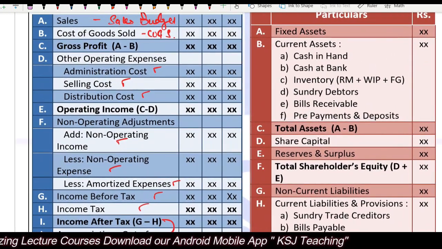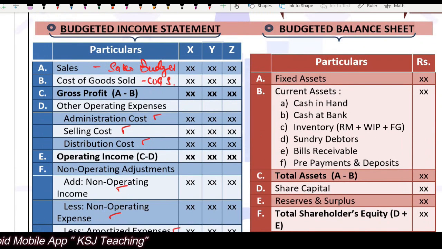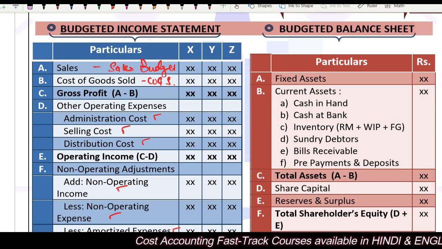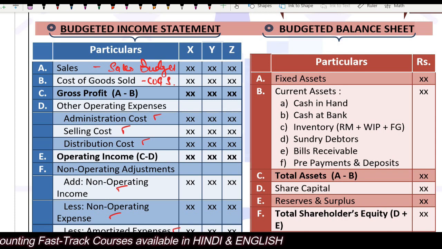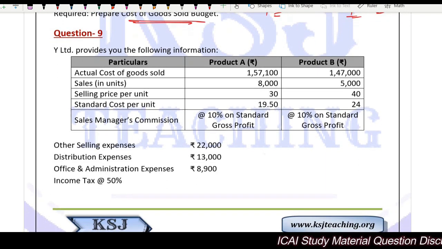right? So master budget is very simple. As per the information, just have to prepare the income statement, nothing much to be done in the master budget. So it is basically, I can say, very, very simple, right? Clear? So we have one question on this, question number 9.